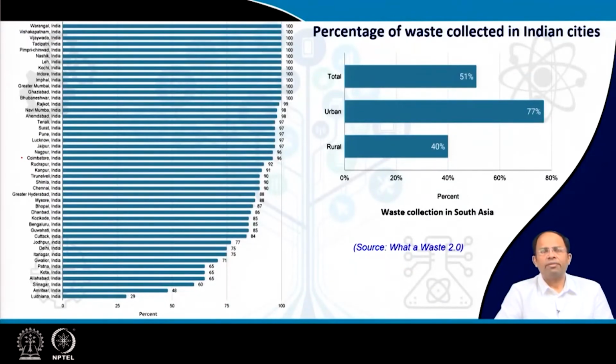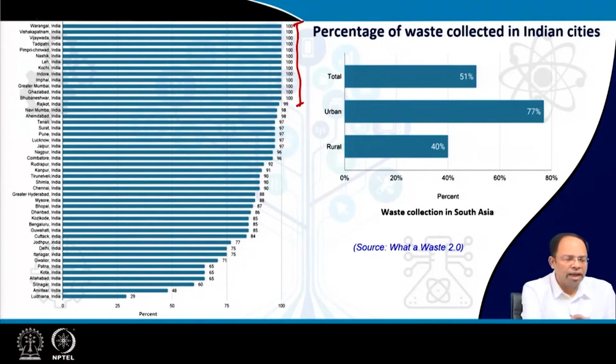So this figure shows you how much waste is collected in different Indian cities. You can see that this group of cities is showing 100% collection. This includes Warangal, Visakhapatnam, Vijayawada, Pimpri Chinchwad, Nasik, Kochi, Indore, Imphal. So these are some of the municipalities where 100% waste is being collected. Then some municipalities where more or less 97-98% is collected include Navi Mumbai, Rajkot, Surat, Pune, Jaipur, Nagpur, and so on.